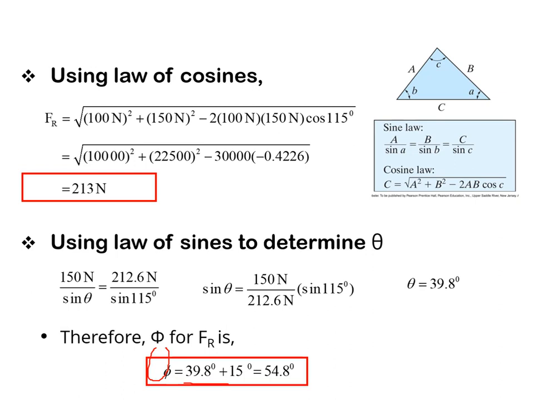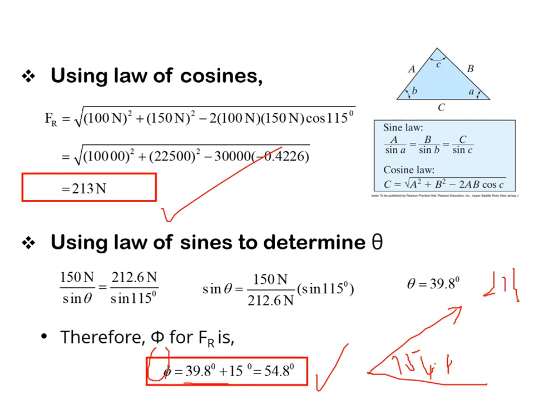So what's our phi angle? So we get the angle where the resultant force is acting, and that is going to be our phi. So always when you're giving a resultant force, you should give the magnitude and the angle where it's acting. So we have the resultant force that is 213 and the angle that's acting from horizontal is 54.8 degrees. Okay, so now we have found the resultant.